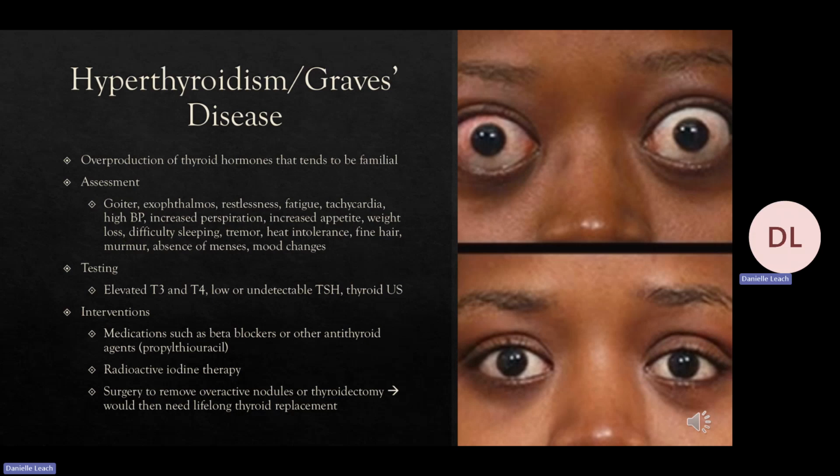Interventions, the patient could be placed on medications such as beta blockers or other antithyroid agents such as propylthiouracil. They could also be prescribed radioactive iodine therapy. And they could also have surgery to remove overactive nodules or a total thyroidectomy. If they do have their entire thyroid removed, then they would need lifelong thyroid replacement.